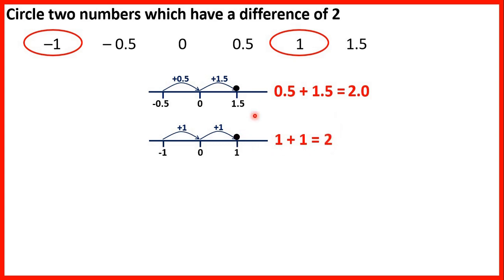So there are two possible answers here, but notice when you're finding the difference between a negative and a positive number, what you can do is ignore any negative and positive signs and just add the numbers. So 1 plus 1 is 2, so that's a difference of 2, and 0.5 plus 1.5 is 2, so that's a difference of 2 as well.